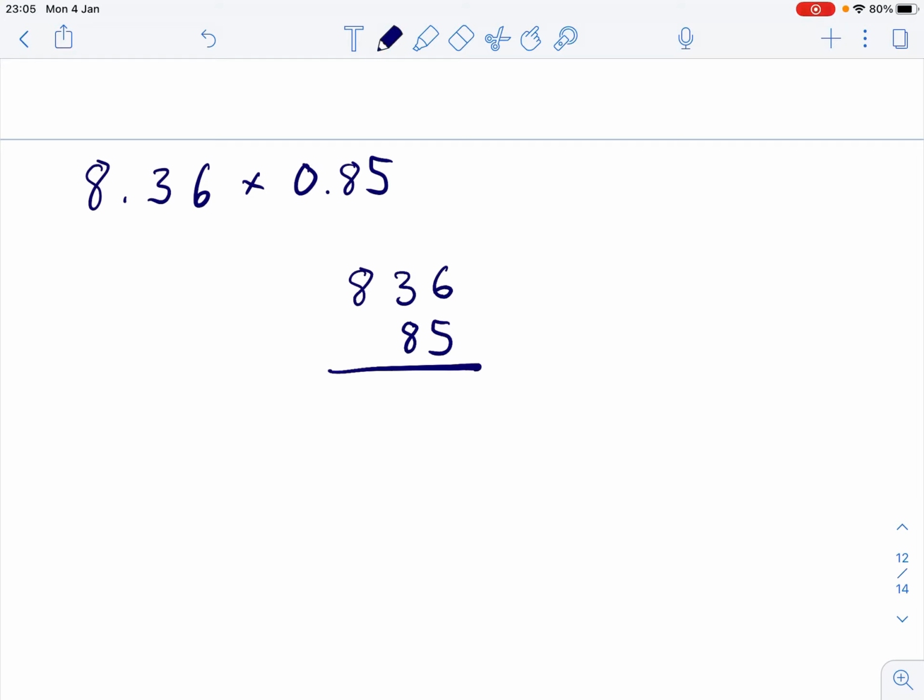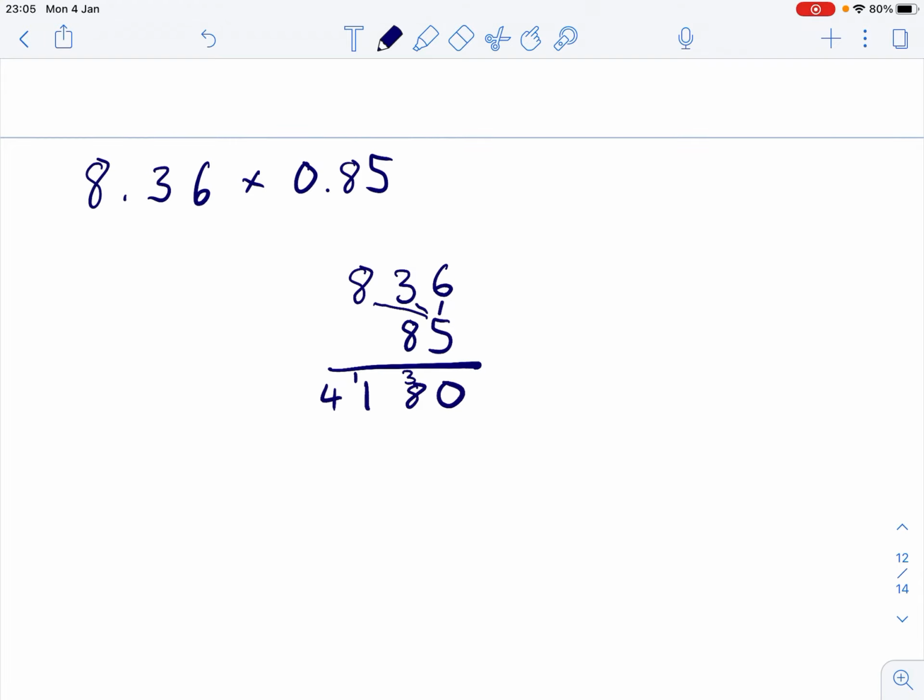Okay, so we're going to start off with a 5 times a 6, so that's 30. I'll carry the 3. Then we've got 5 times 3, which is 15, carry the 3 from before, is 18. And then 5 times 8 is 40, carry the 1 from before, 41. Okay, now let's move on to the 8s.